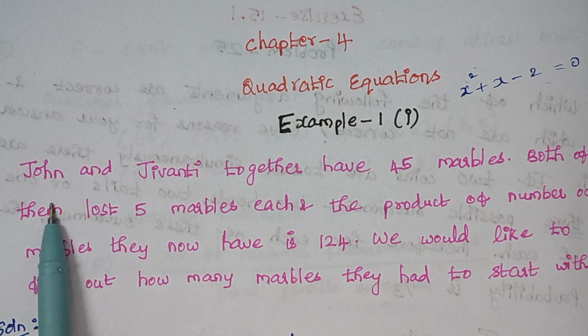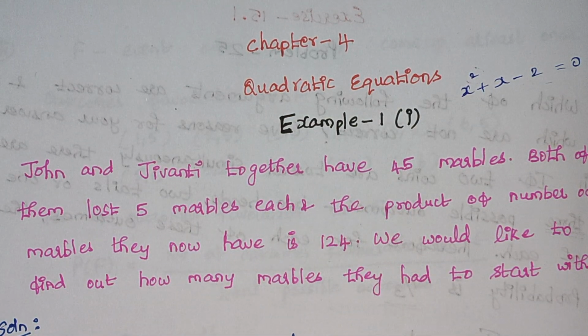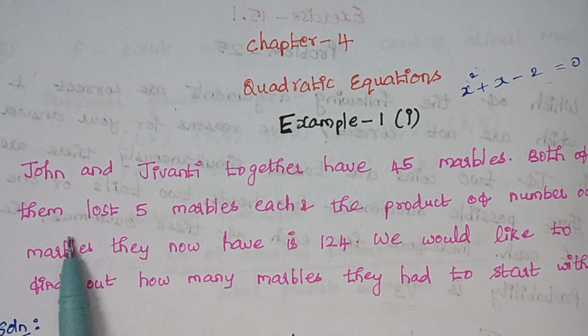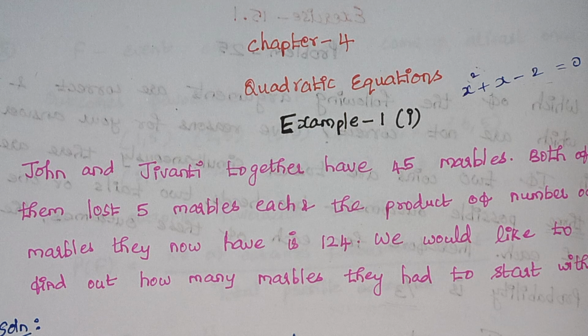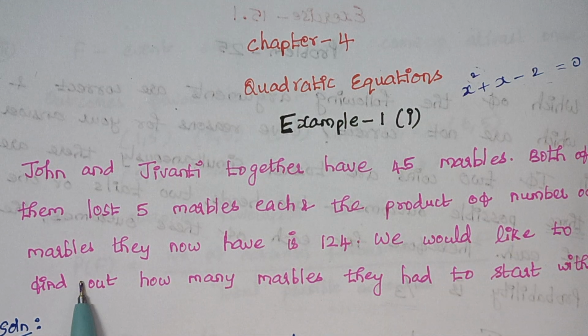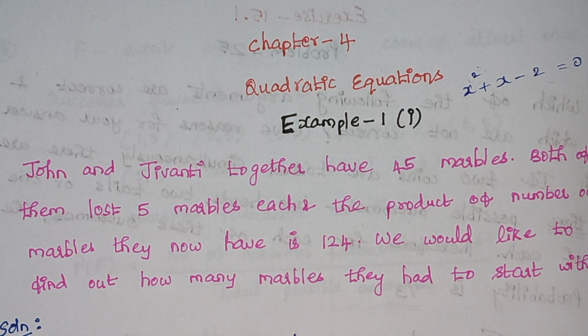So here, John and Jivanti together have 45 marbles. So totally they have 45 marbles, but we don't know how much John has and how much Jivanti has. Both of them lost 5 marbles each. So totally there are 45 and each of them had lost 5 marbles, so totally they have lost 10 marbles. And the product of number of marbles they now have is 124. When you multiply the number of marbles held by John and Jivanti, it is 124. We would like to find out how many marbles they had to start with.